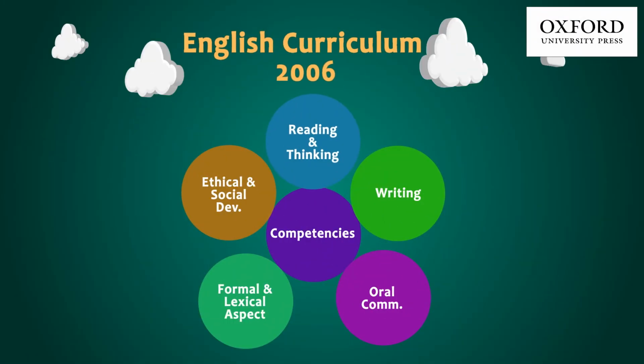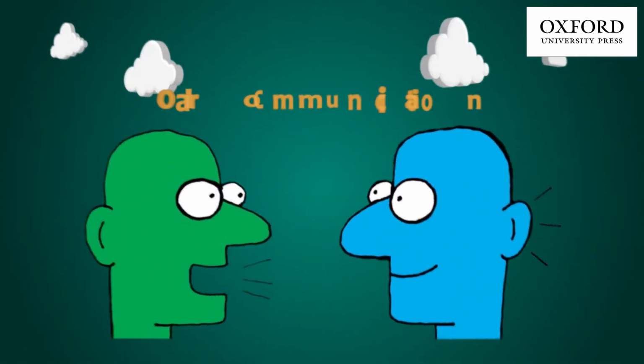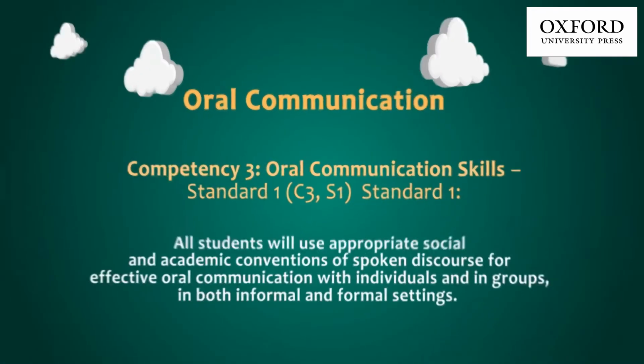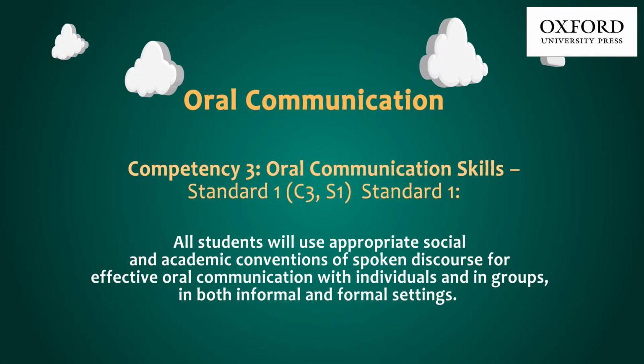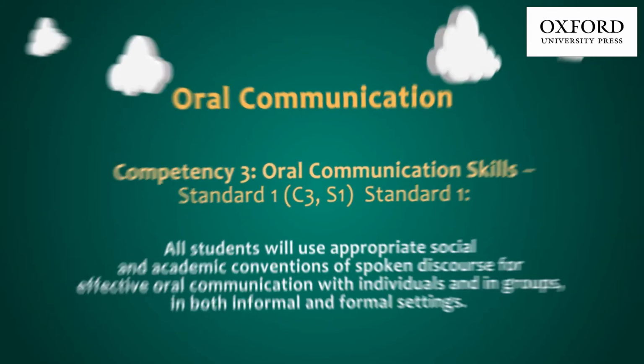The competencies mentioned in the English National Curriculum are reading and thinking, writing, oral communication, formal and lexical aspects, and ethical and social development. We will be talking about them one by one. The oral communication skills standard states that all students will use appropriate social and academic conventions of spoken discourse for effective oral communication with individuals and in groups in both informal and formal settings.